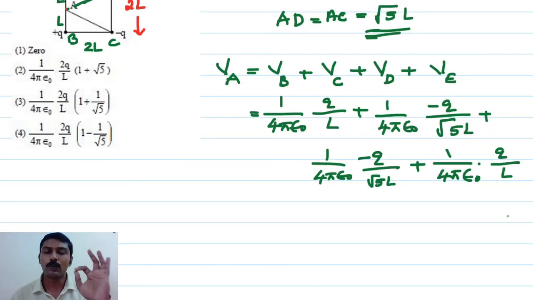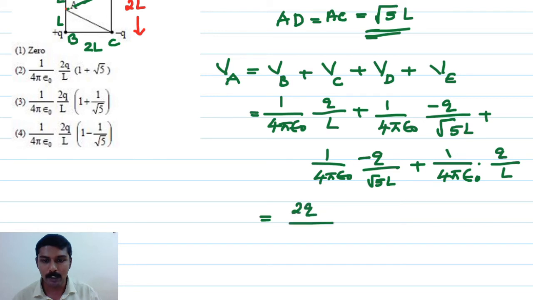What is that equation? The potential at a point is equal to 1 by 4 pi epsilon naught times the charge divided by the distance from the charge to where you are finding the potential. So if you substitute all this together, you will end up taking common values, and you will substitute 2Q divided by 4 pi epsilon naught times L in the denominator.